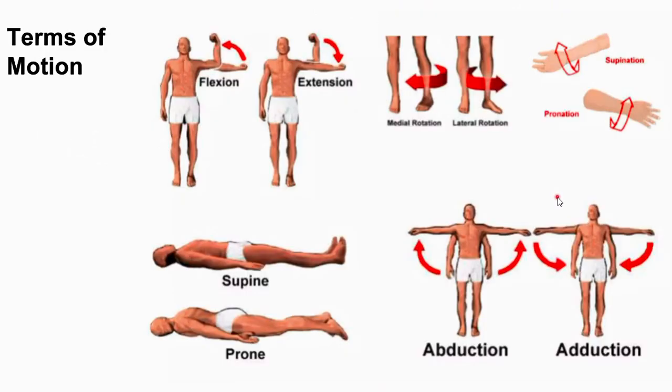Some basic terms of motion. Let's say, for example, you are trying to stretch out your hand. That's called extension. You are trying to extend your hand. And if you are trying to fold your hand, that's called flexion. So extension, you're stretching out your hand, and flexion, you're folding your hand.